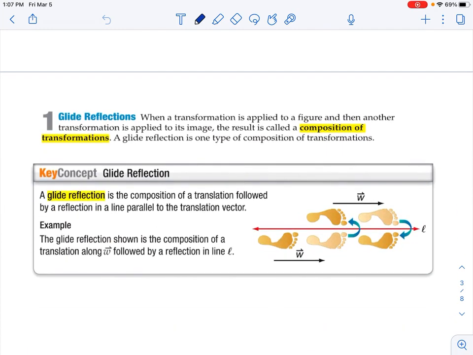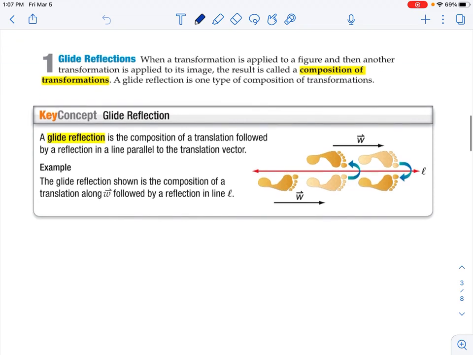So glide reflection. When a transformation is applied to a figure and then another transformation is applied to its image, the result is called a composition of transformations. A glide reflection is one type of composition of transformations. So this glide reflection is like walking.